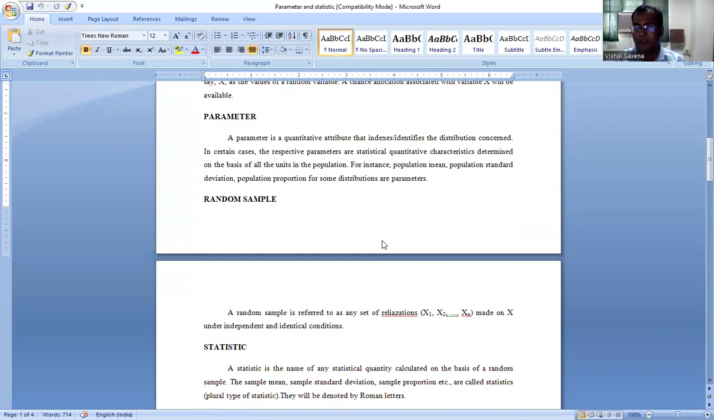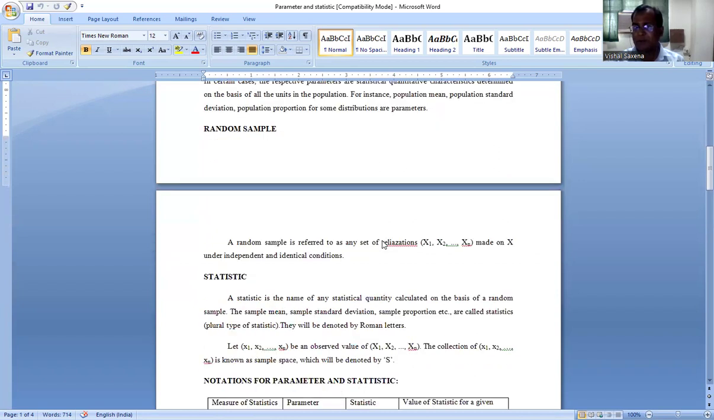Now next we have to discuss the statistic. But for the statistic, we have to understand what a random sample is. A random sample is any set of realizations x1, x2, x3, xn made on X under independent and identical conditions.